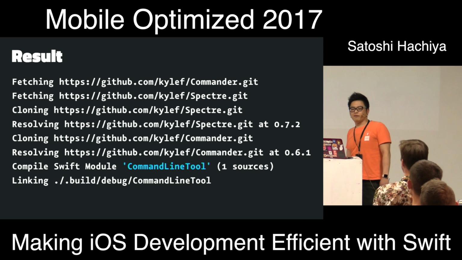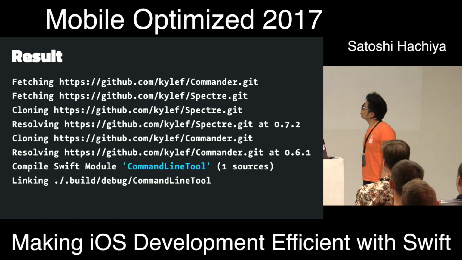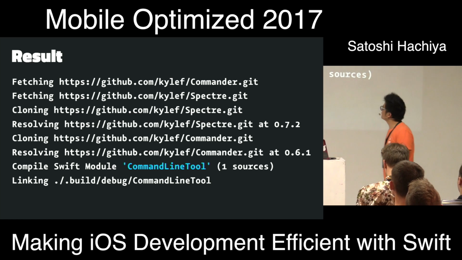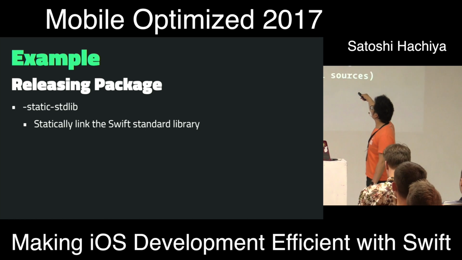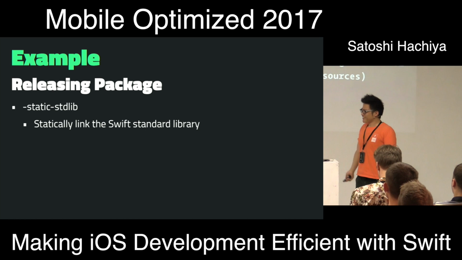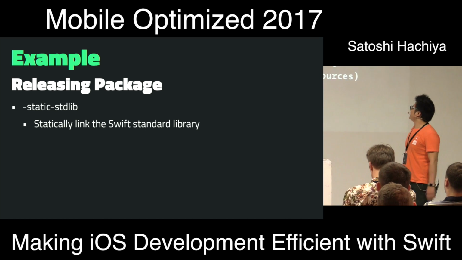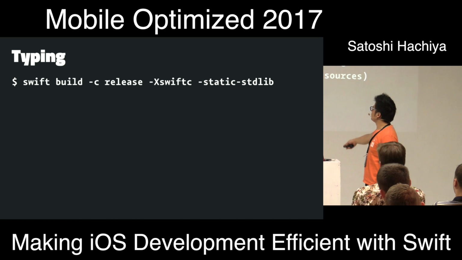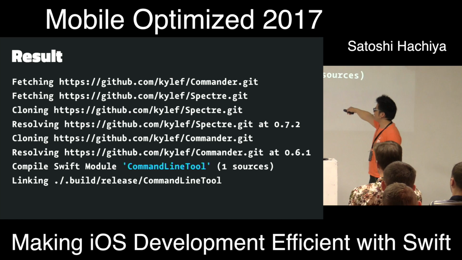The next example is building a package with dependencies. Typing swift build, the Swift Package Manager starts fetching dependencies. In this case, Commander depends on Spectre. So the Swift Package Manager fetches Commander and Spectre. And then the compiled binary is created at the following directory.